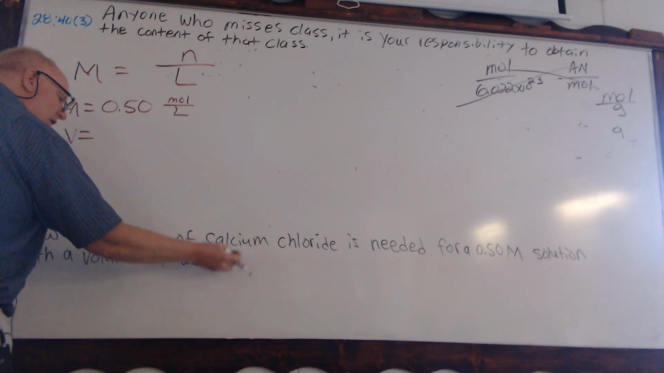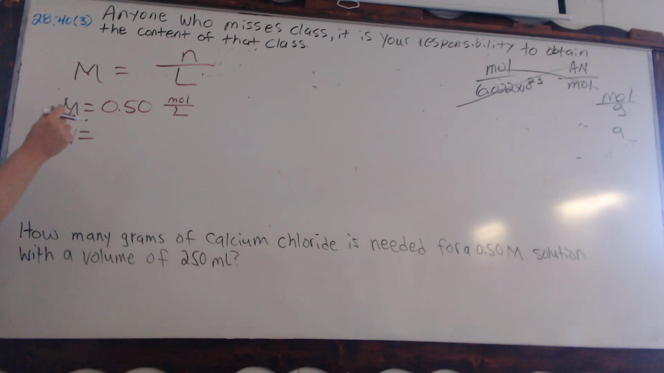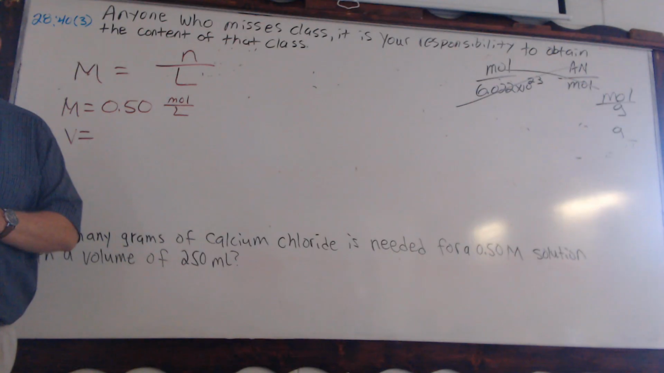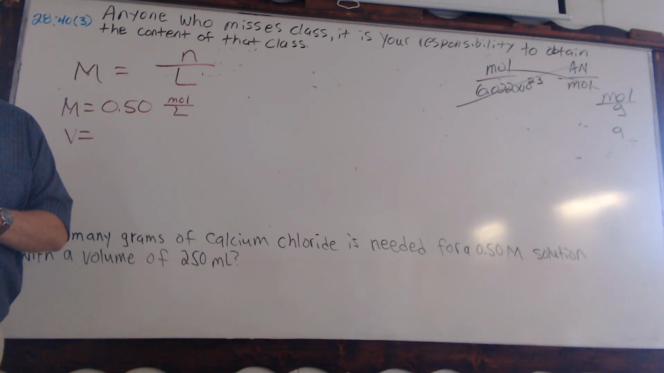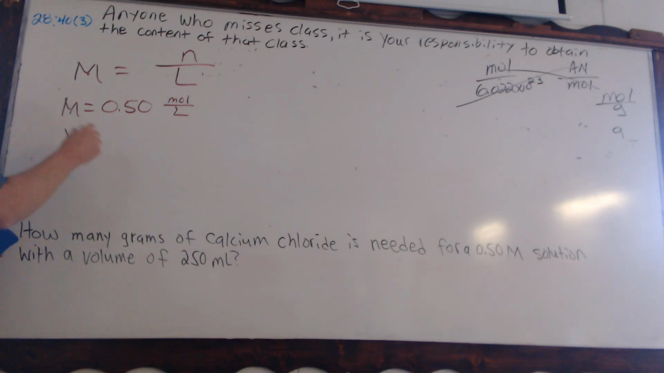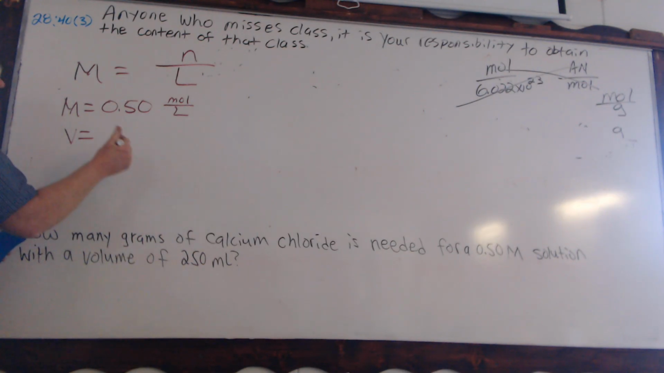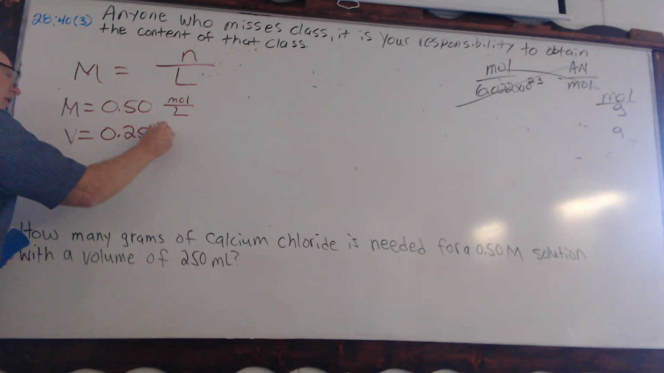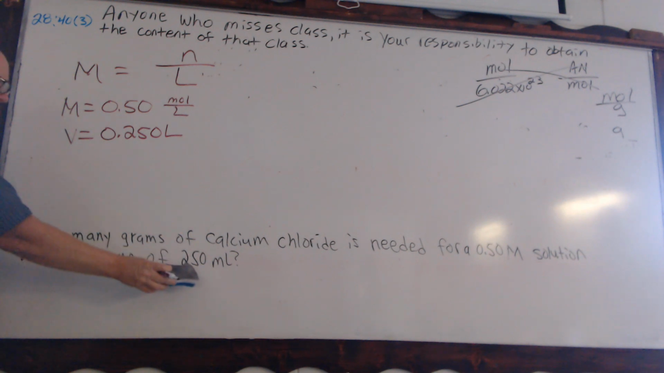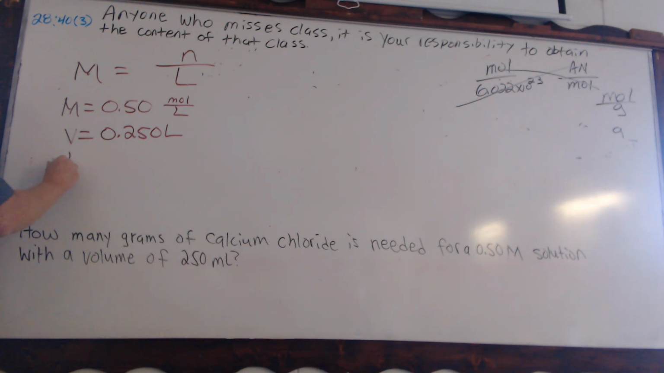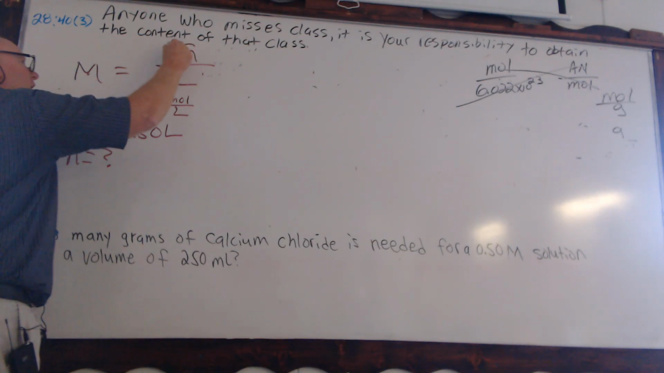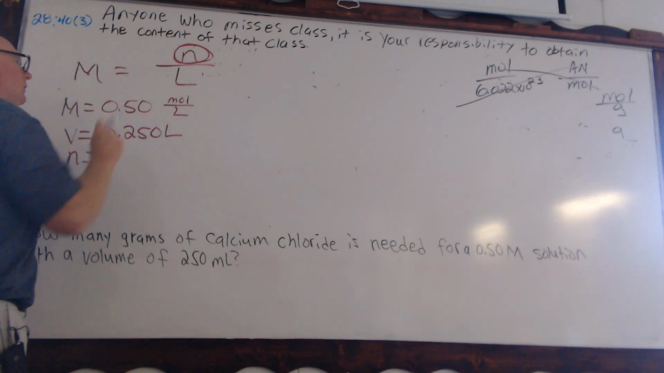So how do we convert milliliters to liters? Do you multiply by 1,000 or divide by 1,000? You divide by 1,000. So then if we do that, it's a power of 10. You move the decimal to the left 3 times. So 0.250 liters now. Now we're in liters. Here we're in milliliters. So our N then is our unknown, which we know is given in moles. That's what N is. Okay?